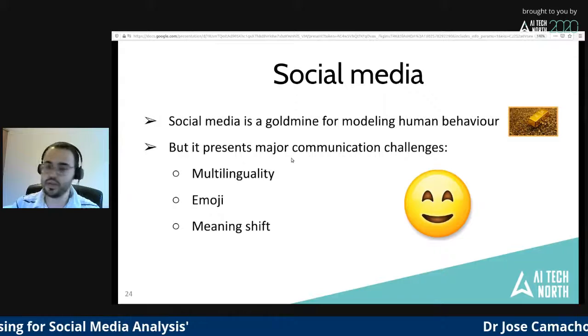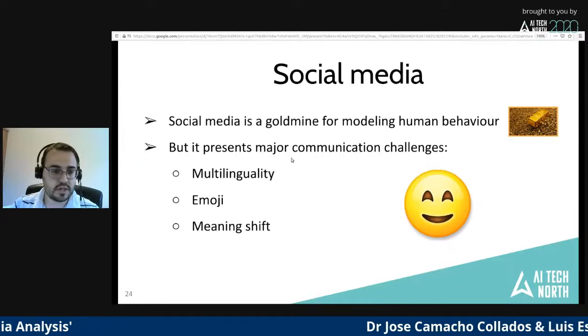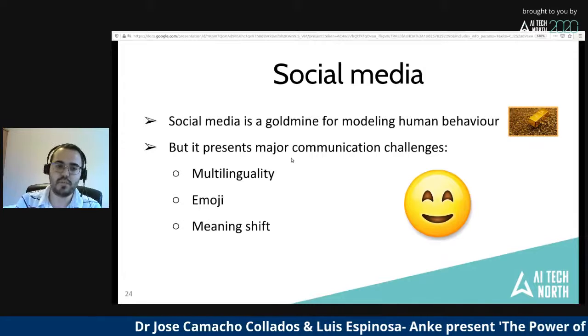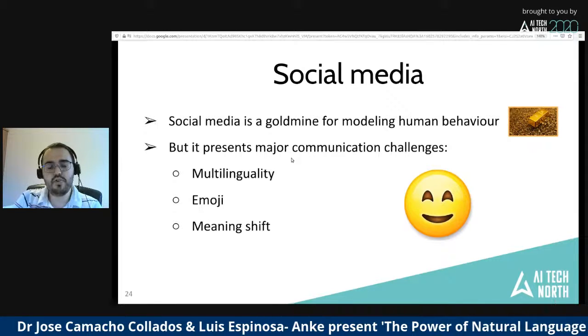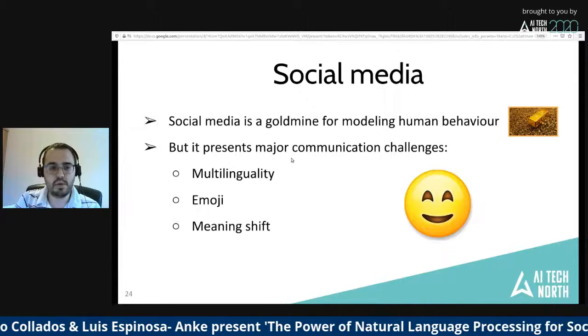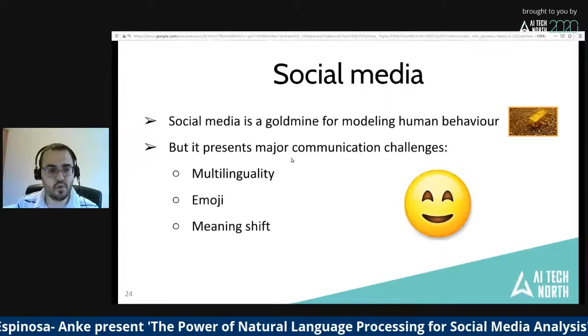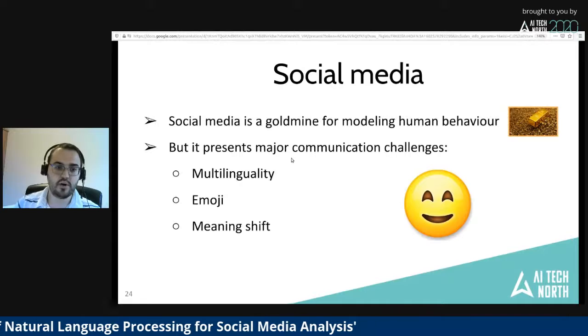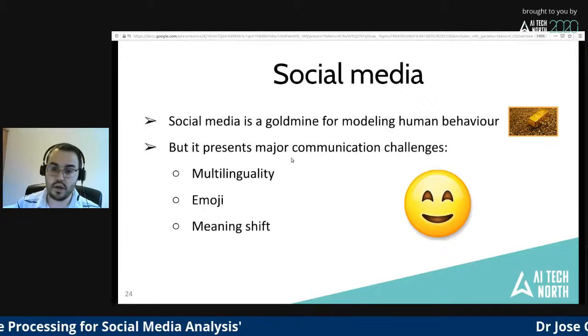Some extra-linguistic features like emoji that we need to process are something that we don't find in standard text, but they are very relevant in social media. And then there are things like meaning shift, where people are introducing new words or using existing words with different meanings. And this is very difficult for automatic models to keep track of.